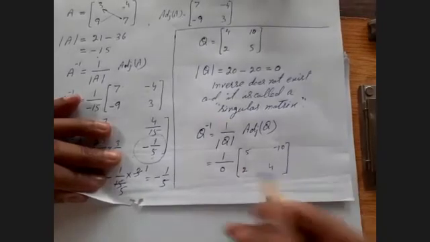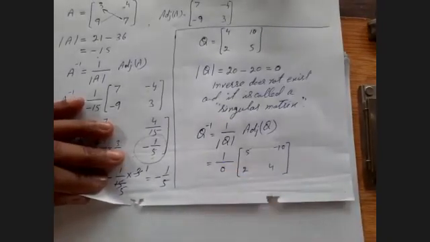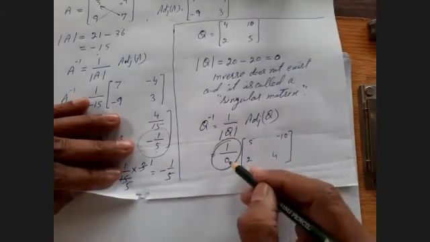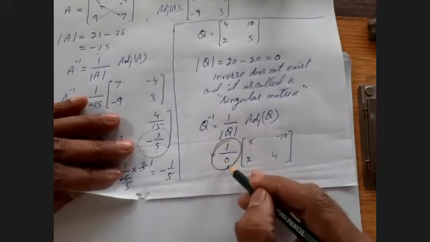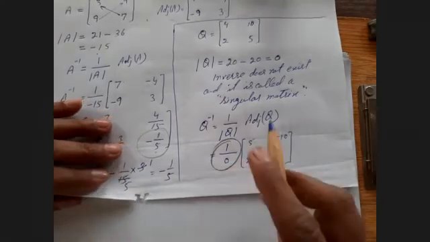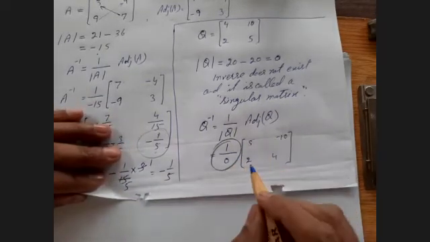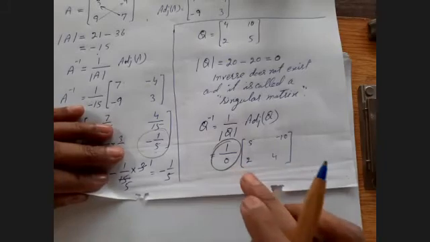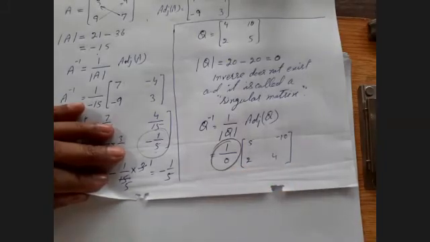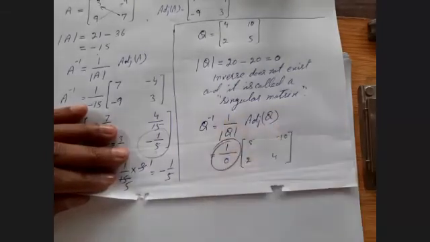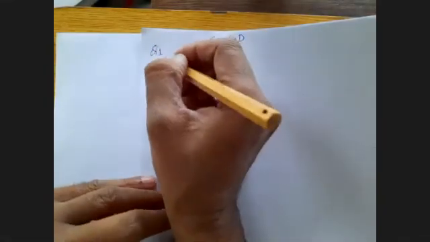You can see that 1 over 0 cannot be solved. It is an indeterminate form. Whenever 1 over 0 comes, we cannot solve. That is why the inverse of the matrix does not exist. Remember this very important point: why the inverse does not exist, and when the inverse does not exist, the matrix is called a singular matrix.